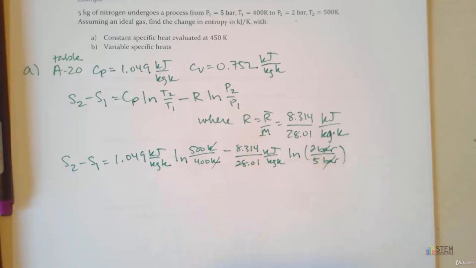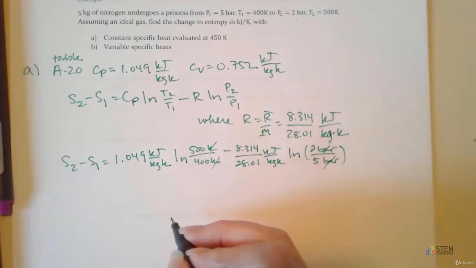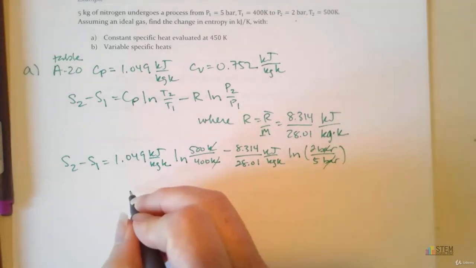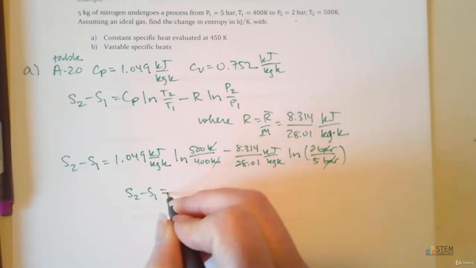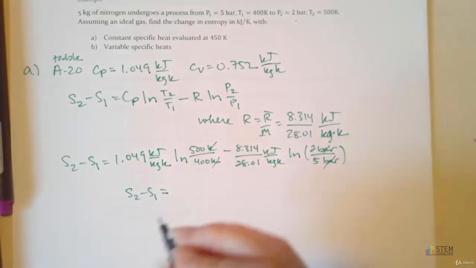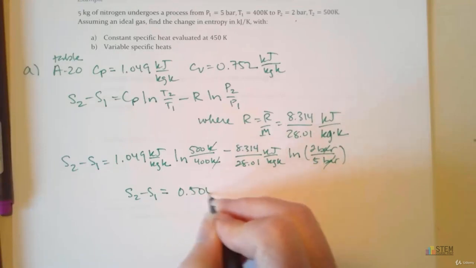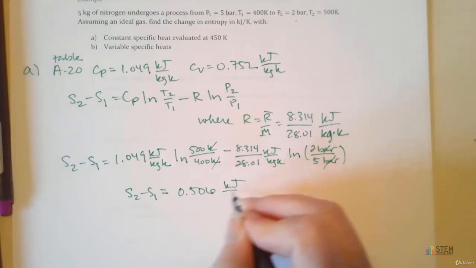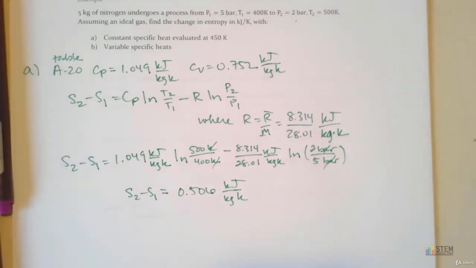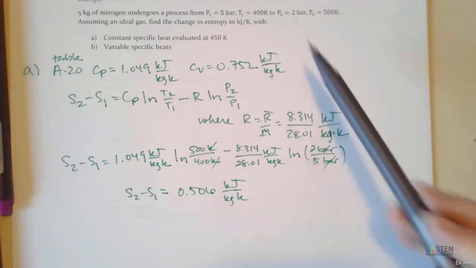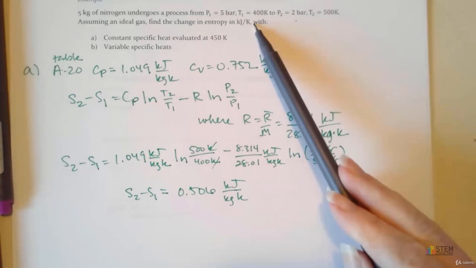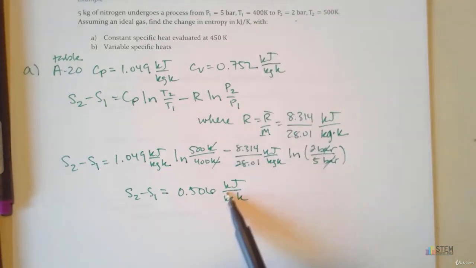If you look, our units all work out. Both terms are in the same units, so that's good. Now go ahead and do your calculations, and you're going to get 0.506 kilojoules per kilogram Kelvin. Now, are we done? Is that what the problem asked for? Nope. Because it wanted entropy to be in kilojoules per Kelvin. We've got this kilogram here. We got to get rid of this. How are we going to do that?